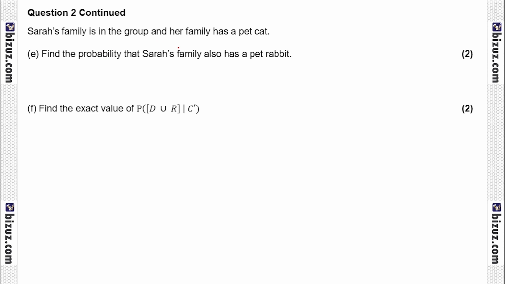Sarah's family is in the group and her family has a pet cat. So it's already given that this family in particular has a pet cat. So the given condition is this, given C. Part E. Find the probability that Sarah's family also has a pet rabbit. So what they need from us is the probability of R given C. So this is the probability that's required.